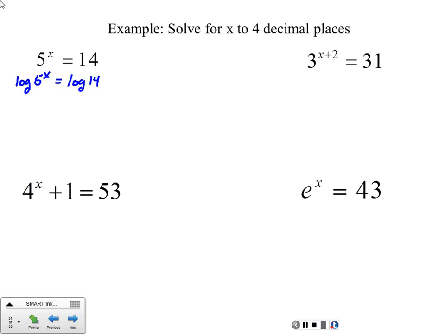Okay, so now, you can't take the log of an exponential. Your arguments cannot be exponential, so what do you do? There you go. So you're going to have x times log 5 is equal to log 14. How would you get x by itself? Yeah. Divide by log 5.